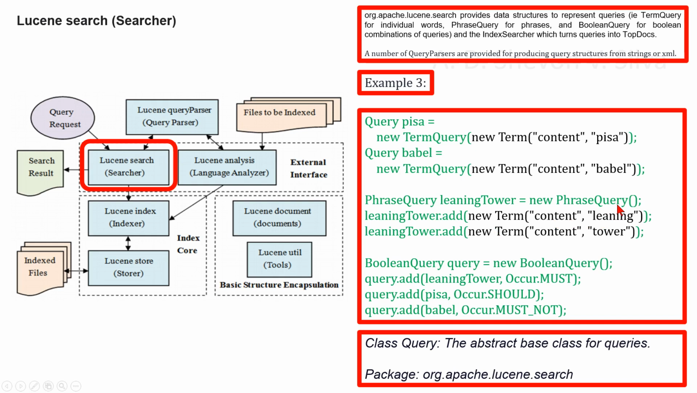Here is this constructor, an empty PhraseQuery, and here with the add method we add a term to the end of the query phrase, and this example is valid for Lucene 4.7.0. If you are using, for example, Lucene 9, you have to replace this code segment with PhraseQuery.Builder. Here you can see a BooleanQuery, a query that matches documents matching a Boolean combination of other queries.